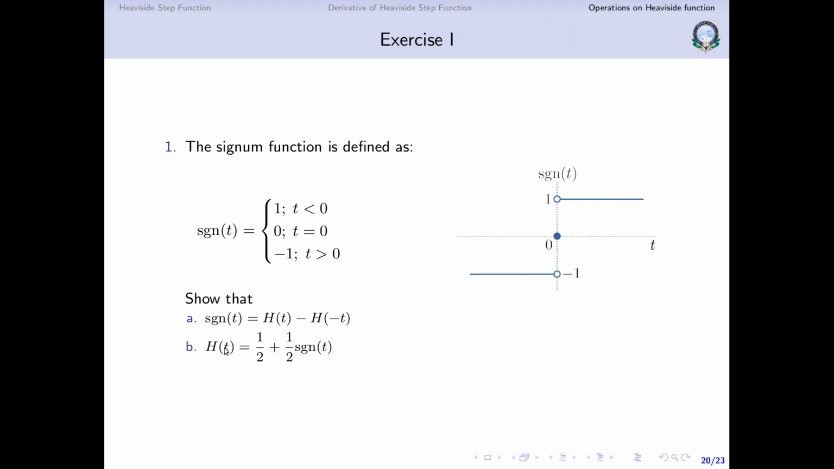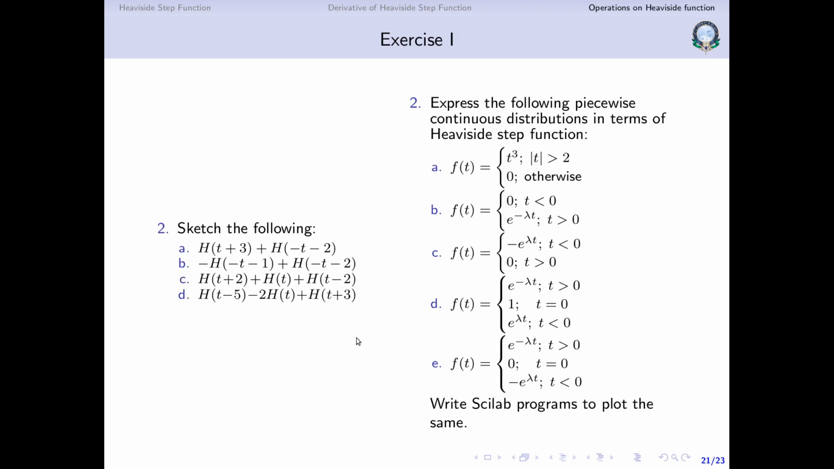Then the other thing is you have to show, after you have shown this, I mean, the first part is you can write a signum function in terms of the Heaviside step function like this. Alternatively, you can also express the Heaviside step function as the signum function like this. So these are the two things that you'll have to show. So that's your first exercise.